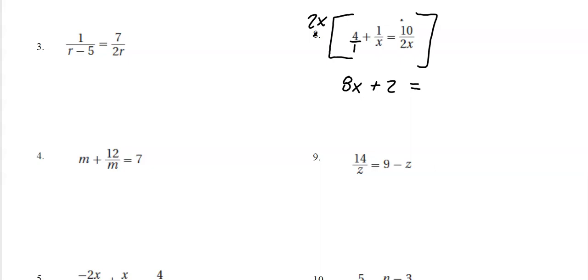And then cancel out the two x's, I'll have 10. And that'll give me 8x equals 8. Divide, divide. Looks like just one answer here. X equals 1.